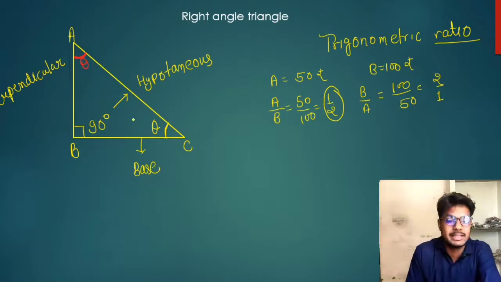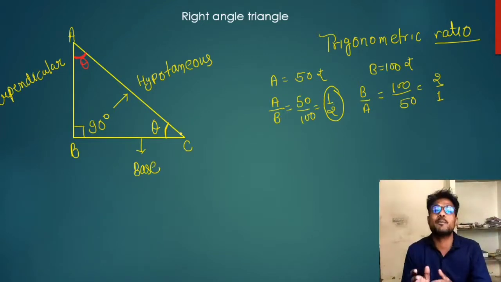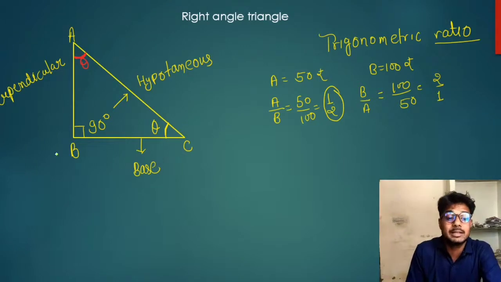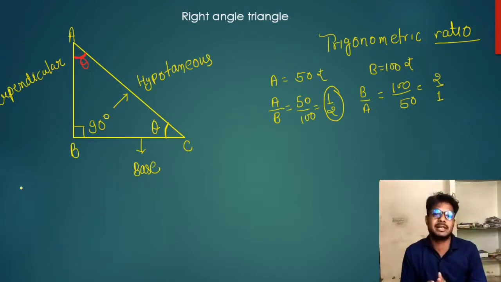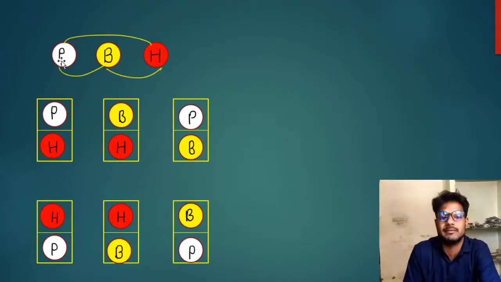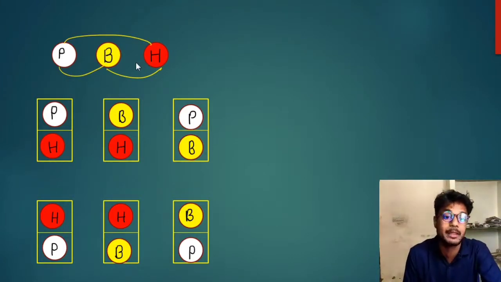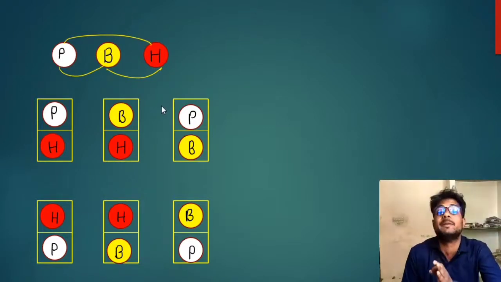Now there are 3 sides in a right angle triangle, that is AB, BC and AC. Then how many possible ratios may become in this triangle? So there are total 3 sides, and we can easily understand this concept by using this diagram. Suppose we have 3 sides, one is perpendicular, one is base, and third one is hypotenuse for any angle theta. So what may be the possible ratio?